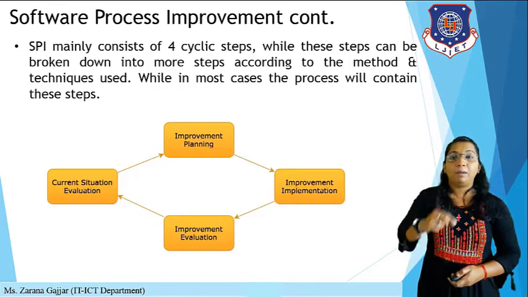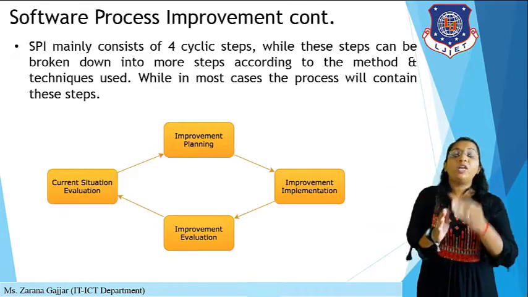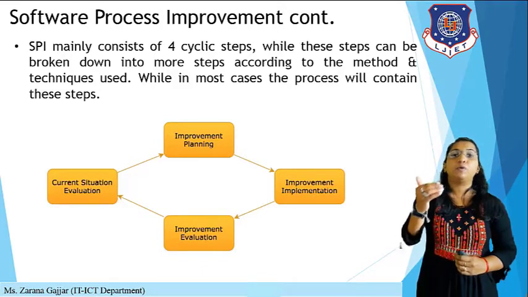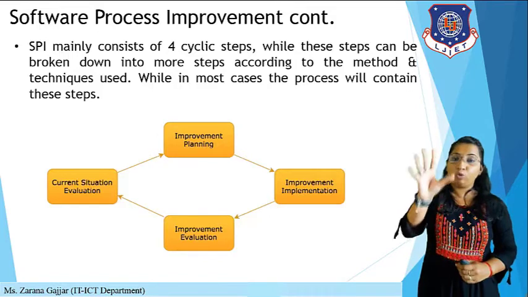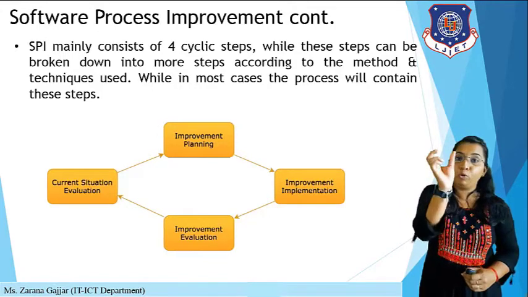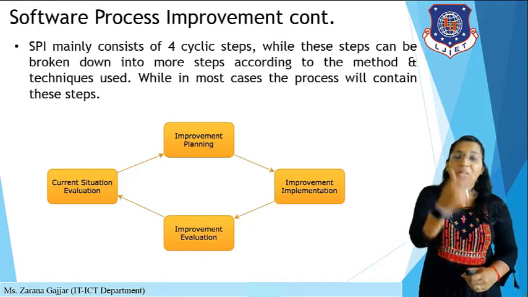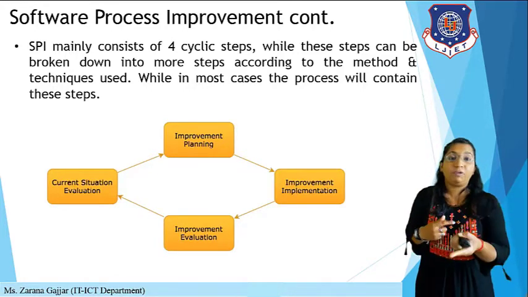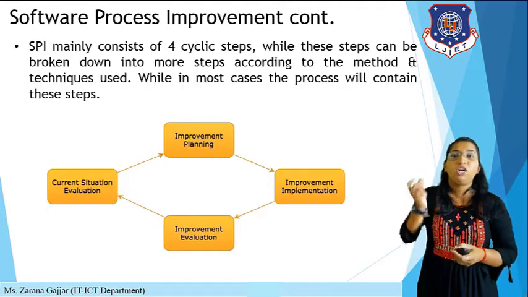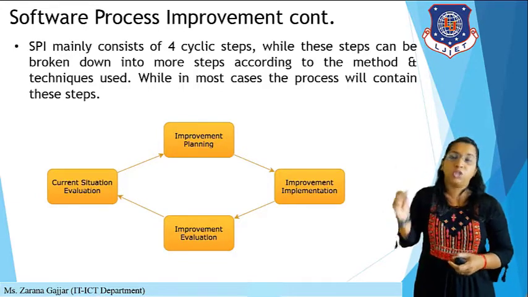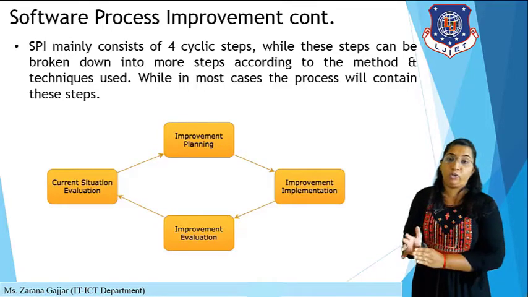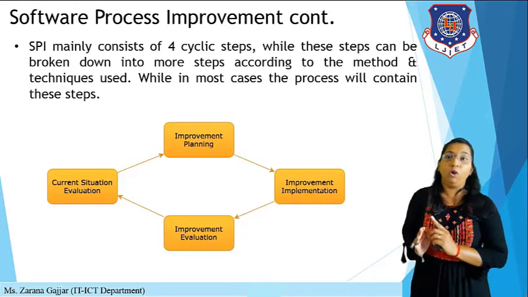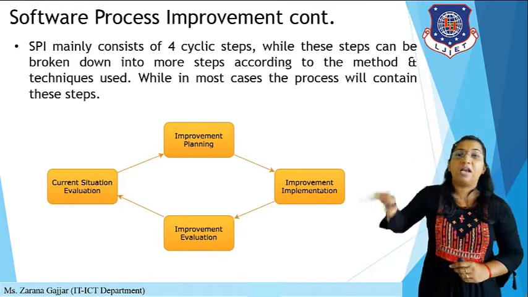While these steps can be broken down into more steps according to the method and technique you are going to use, in most cases the process will contain these steps. First, you have to plan for your improvement, so that is improvement planning. Then you have to implement that improvement, so improvement implementation. Then you have to evaluate the improvement you have performed, so improvement evaluation. And the last thing is current situation evaluation. So what is the current situation in your existing project, so that this process will be helpful. Okay, so these are the 4 cyclic steps.